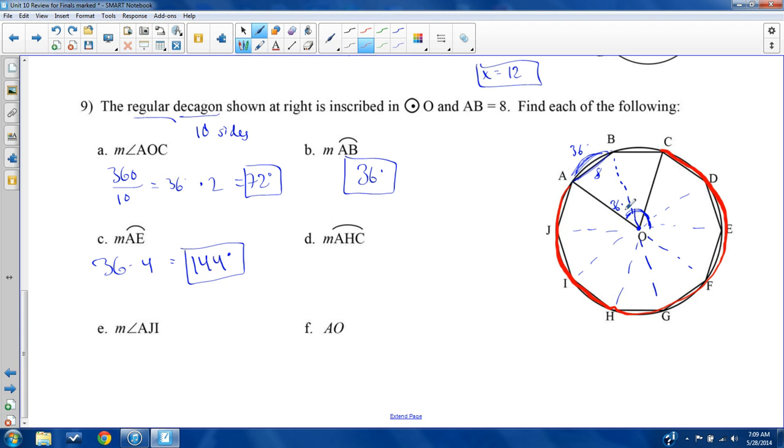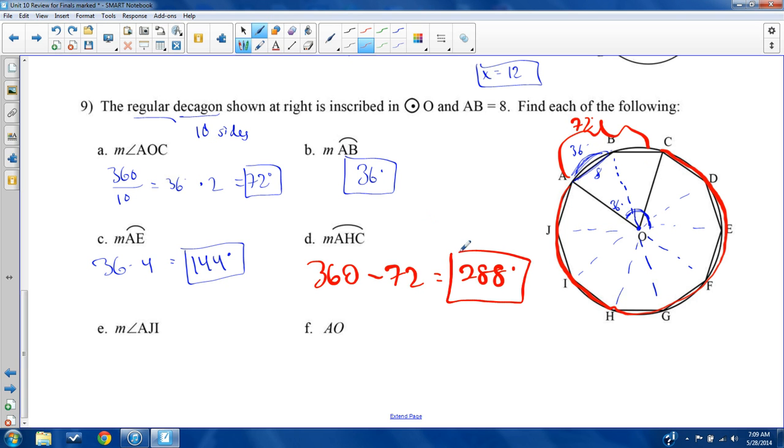Or you can say, if this one is 72, right, this one right here is 72 degrees, this one is 360 minus 72. I'm just going to do it that way. You can do it the other way if you'd like. It doesn't matter. 360 minus 72. Unfortunately, I don't know what that is. Was that 288? 288 degrees for our measure of that arc that goes all the way around. So again, the other way is 36 times, I guess, 8. 36 times 8 must also get you 288.